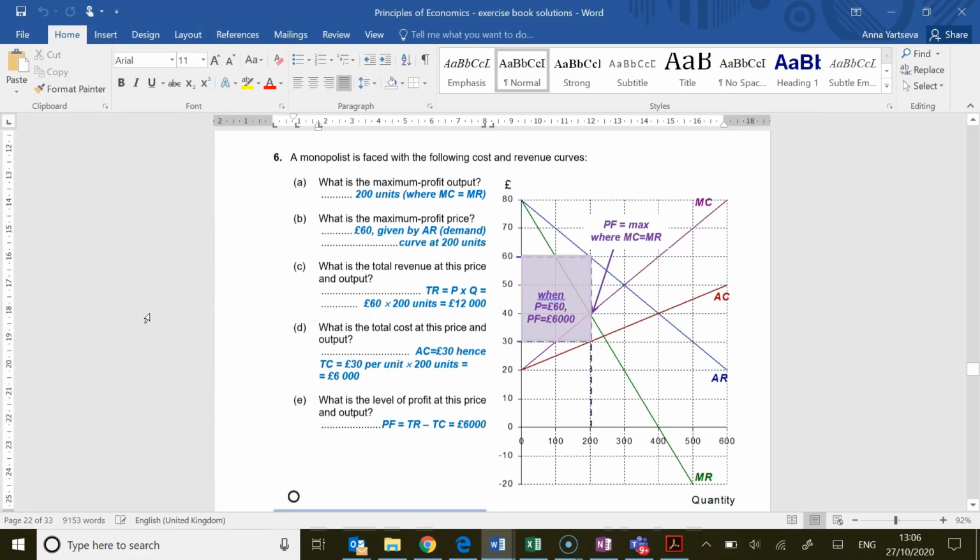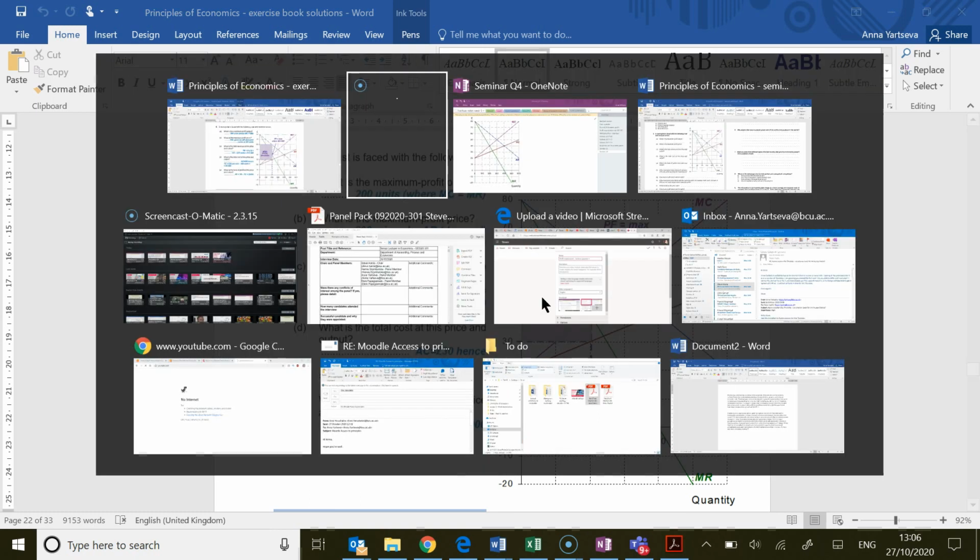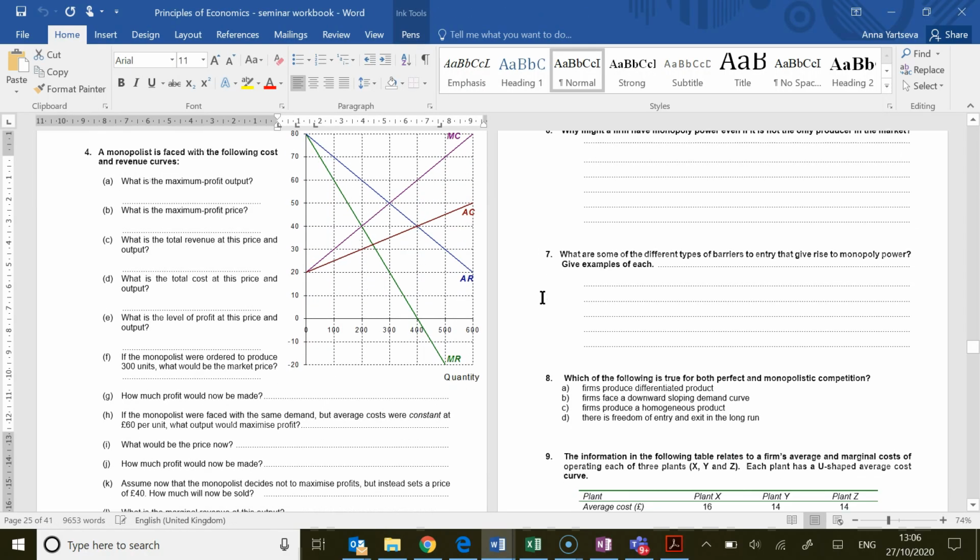So this is the summary of answers which we've given so far from A to E. When the monopolist is able to determine their best profit maximizing level of output, they would choose a point where marginal revenue crosses marginal cost, which will imply that output produced would be 200 units, price charged depends on the demand, it will be 60 pounds, and the profit made will be equal to this shaded area, which is 6,000 pounds.